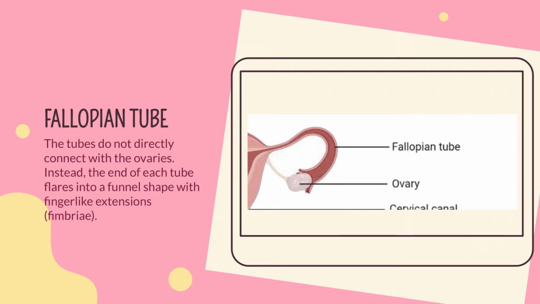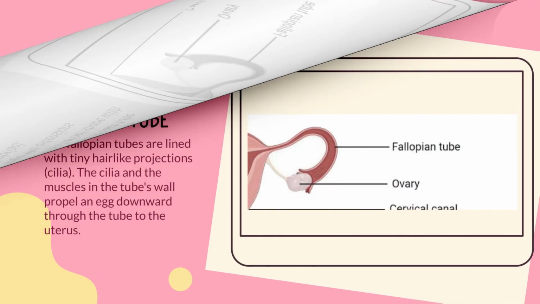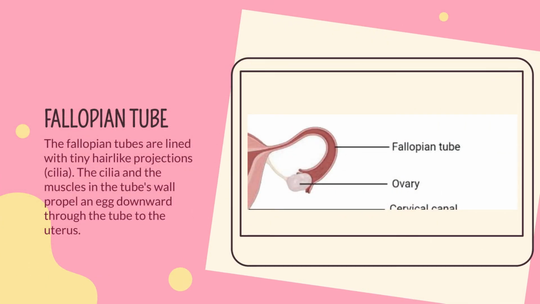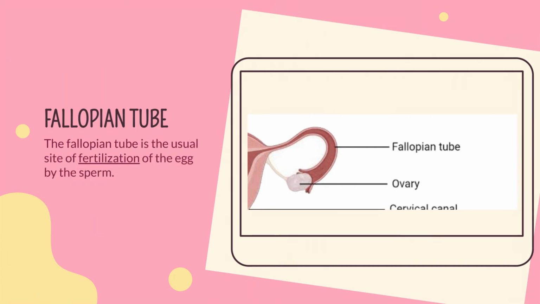When an egg is released from an ovary, the fimbriae guide the egg into the relatively large opening of the fallopian tube. The fallopian tube is lined with tiny hair-like projections, cilia. The cilia and the muscle in the tube's wall propel an egg downward through the tube to the uterus. The fallopian tube is the usual site of fertilization of the egg by the sperm.